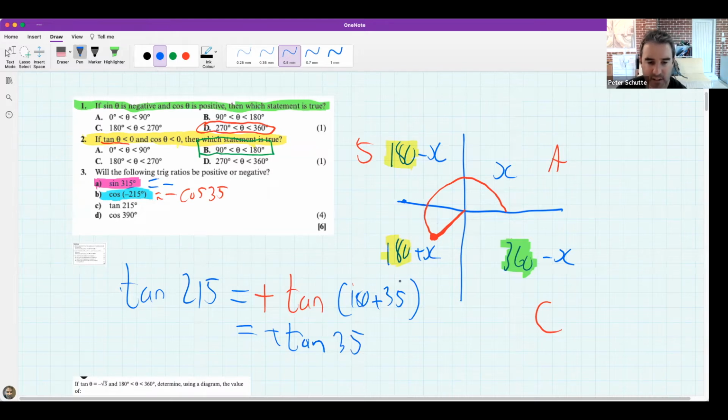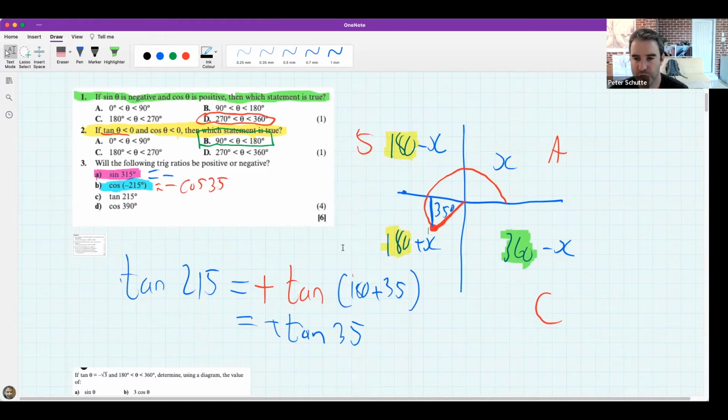And the way I like to think about it is to say, if this thing is 215, shouldn't this angle over here be the difference between the nearest horizontal and the angle, which is 35 degrees? And so I get positive tan of 35. Bonga, I absolutely agree with you. It is 35.